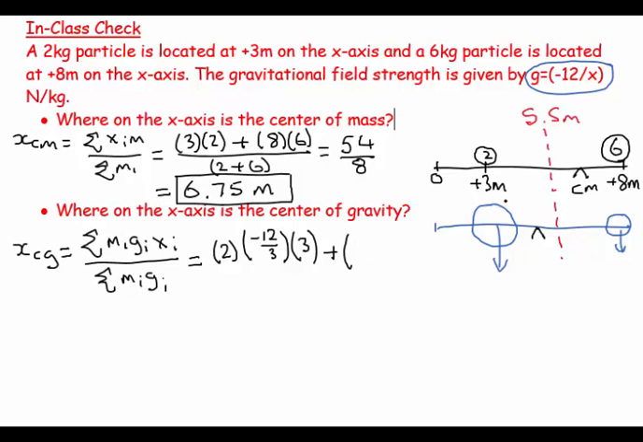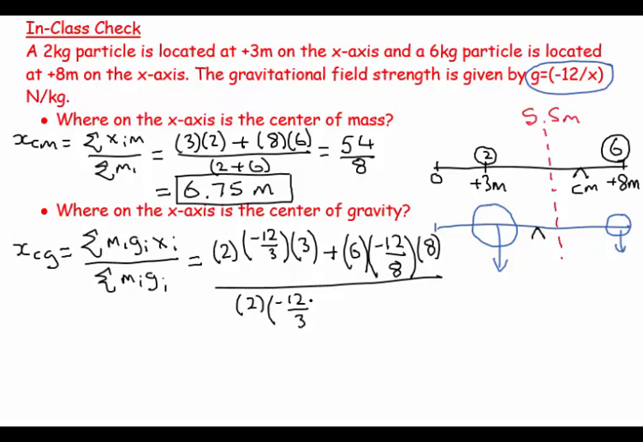And now I look and I say, well, my mass here is 6, and my gravitational field strength would be minus 12 over my position, and my position is 8, times my position, which is 8, divided by my mass times my gravitational field strength for the first particle, plus my mass times my gravitational field strength for my second particle.